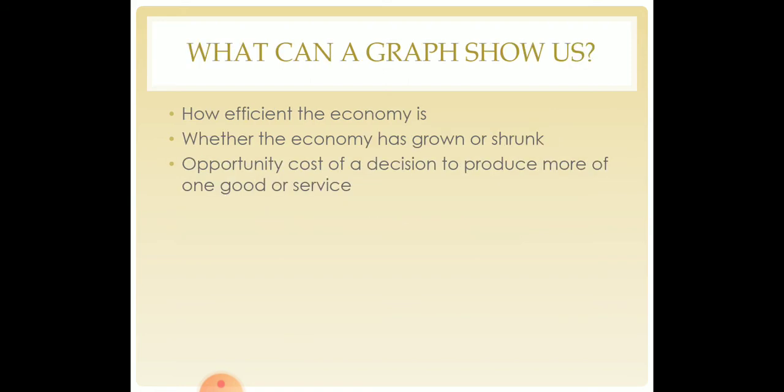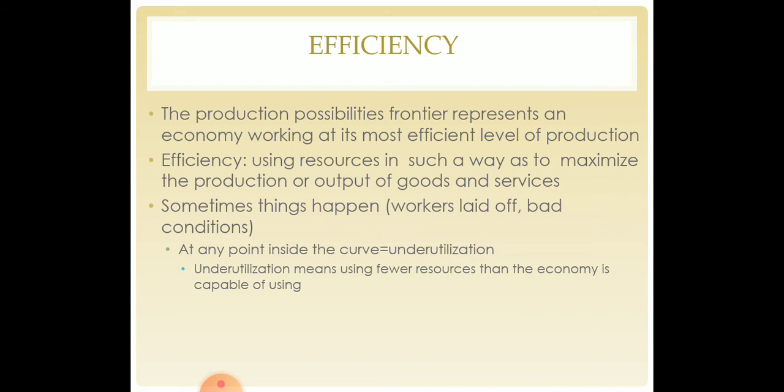It's a must. What can a graph show us? Okay, now, as economists, we do what? We make analysis for the graphs, as I told you before. The analysis here, or interpreting the graph, shows me how efficient the economy is, whether the economy has grown or shrunk, and the opportunity cost of a decision to produce more of one good or service. So the production possibilities frontier represents what? An economy working at its most efficient level of production.